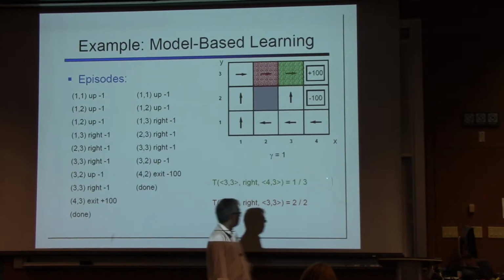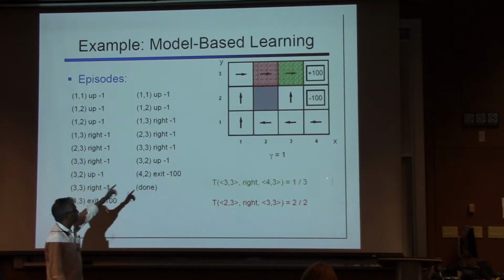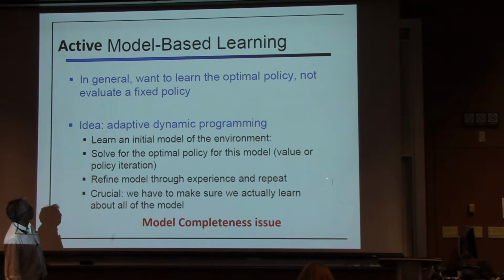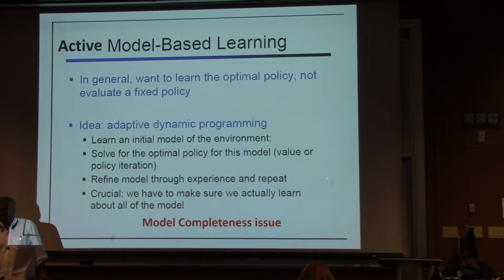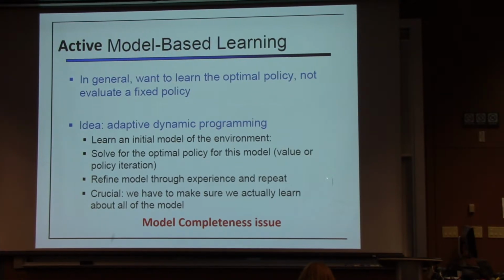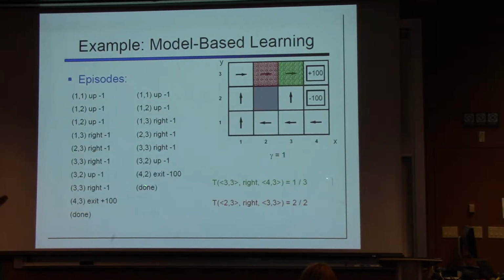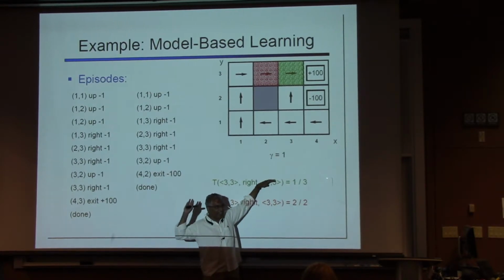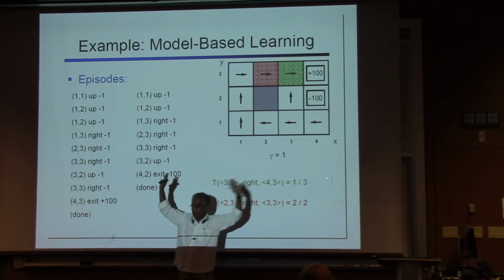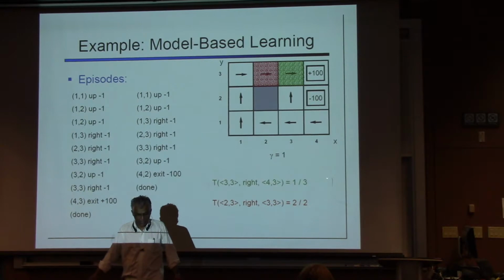That's passive reinforcement learning, passive model-based reinforcement learning. And the last thing that I'm going to mention to you is active model-based reinforcement learning. Notice that what you're computing is the T and R values, right? You get the T and R values.